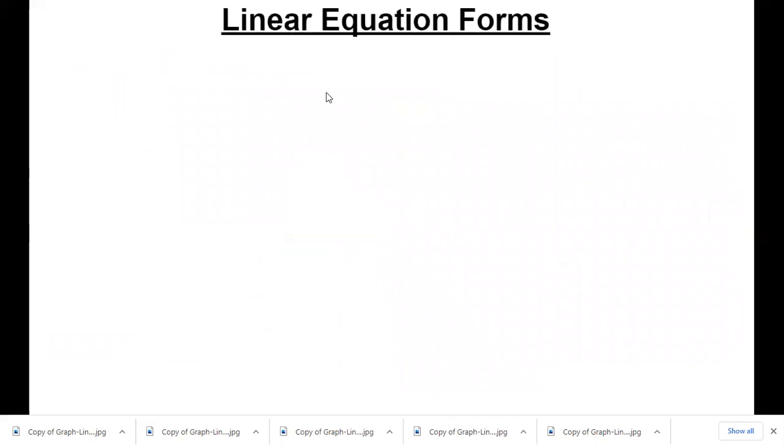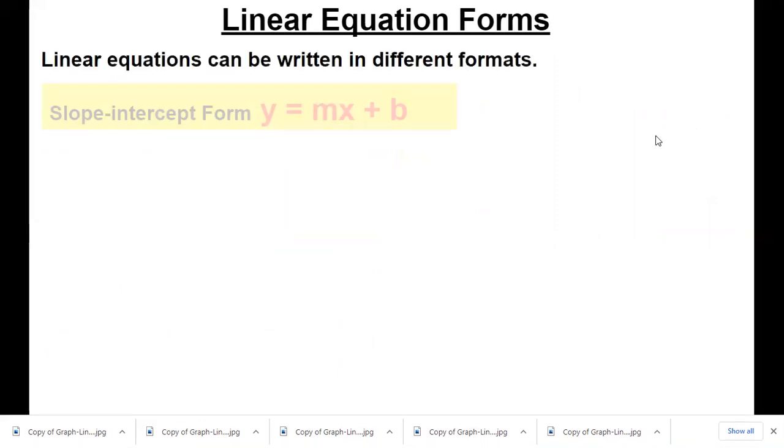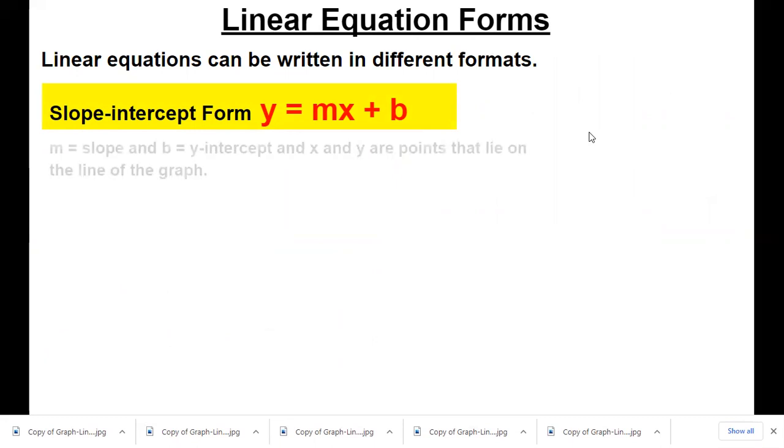Okay, linear equation forms. There are different forms for a linear equation. Linear equations can be written in slope-intercept form. That's the one we're going to be working with mostly: y equals mx plus b. So you get very familiar with that. But you can manipulate this algebraically to get different formats for this equation.